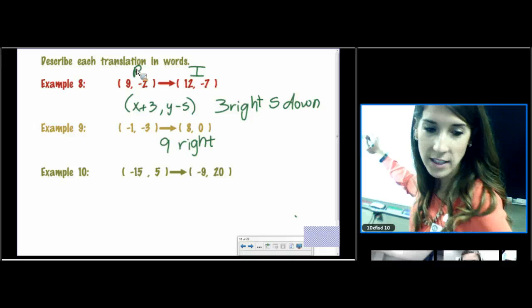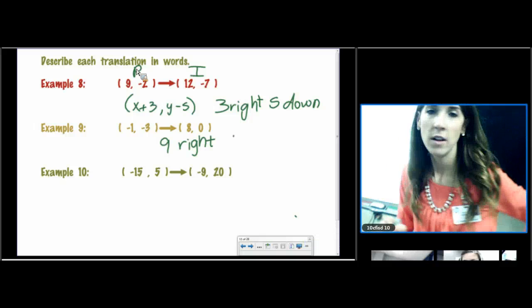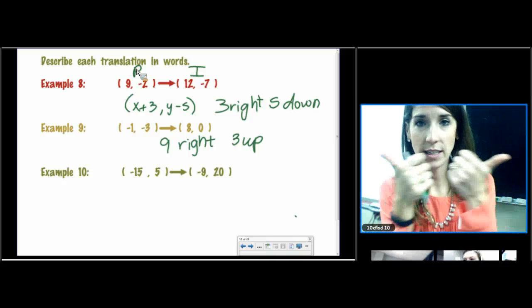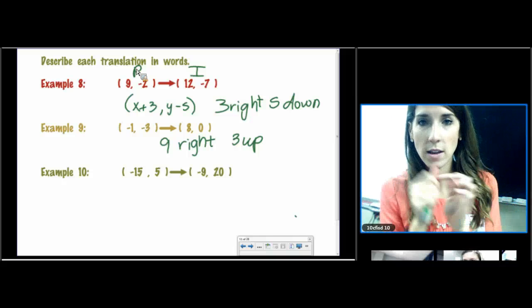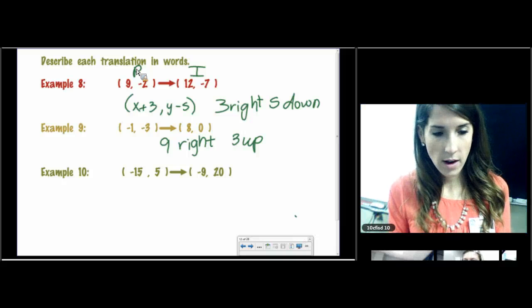Oh, no, 9 to the right and 3 up. So just be careful. Remember, the X value is going to affect the left and the right, and the Y value is going to affect the up and the down. Okay? Ariana, are you ready with number 10?